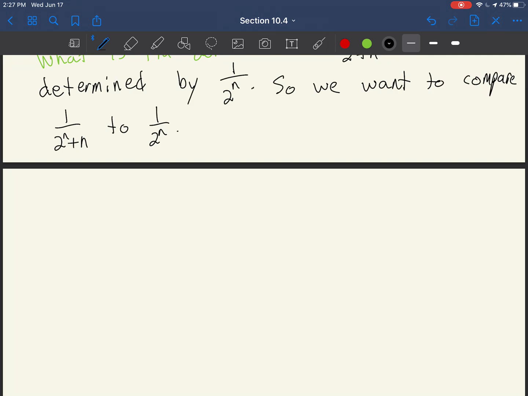All right, so first we need to set up that inequality. 0 is less than or equal to an, less than or equal to bn. So we note that 2 to the n plus n is greater than 2 to the n. You're adding something positive, so it's going to be greater. Take the reciprocal, and we have 1 over 2 to the n plus n is less than or equal to 1 over 2 to the n.